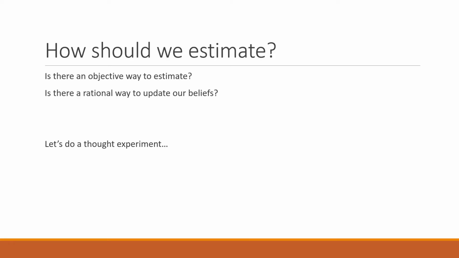So let's look through it. We're going to answer these questions, right? Is there an objective way to estimate? And there is usually, especially if you have some data. And is there a rational way to update your beliefs when you encounter new information? So you already have an estimate and you've arrived at it by looking at data. Well, how would I incorporate new evidence, right? That would maybe change or should change my beliefs. So we're going to work through a thought experiment on this.